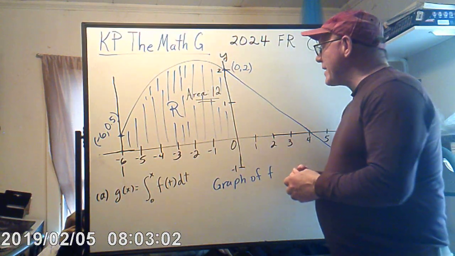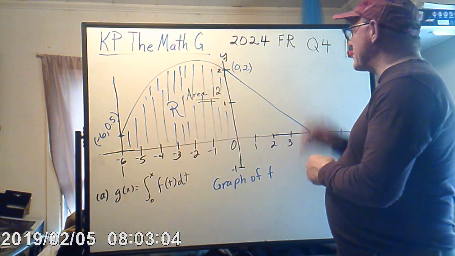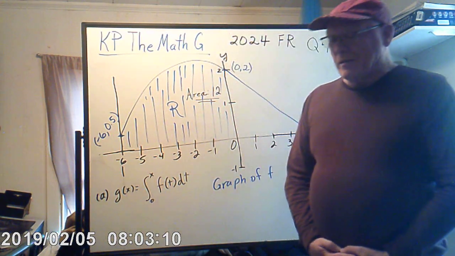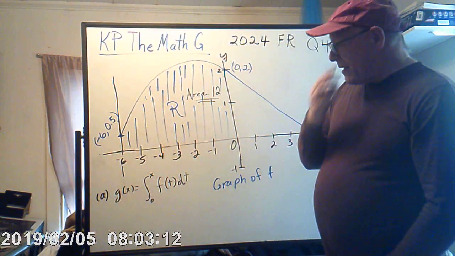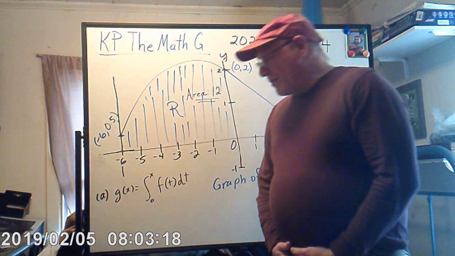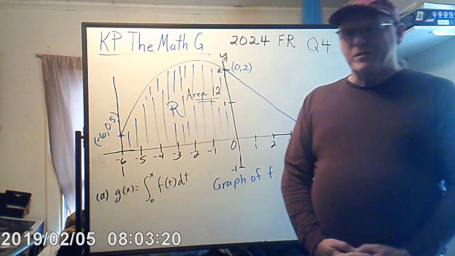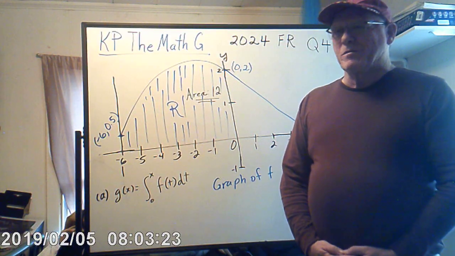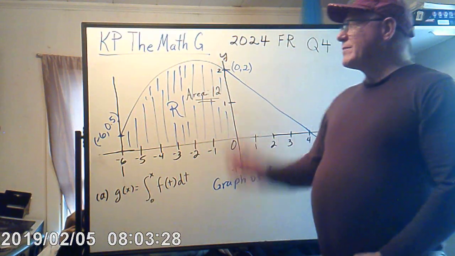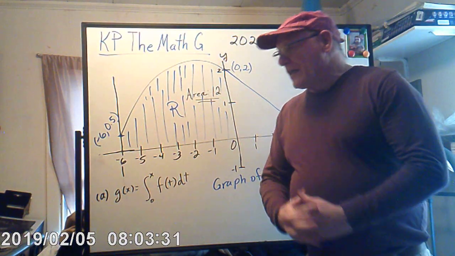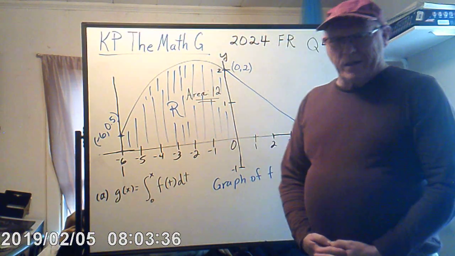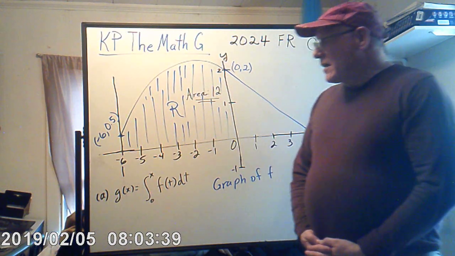Putting all this aside, we're dealing with the 2024 free response question number 4. My next one may stay on 4 depending on whether I do part C today or not, but we are going to do part A, and then we'll probably do part C next time. Then we'll get into number 6 of this 2024 free response, and then I'll look into 2025. But good questions, all of them. Let's take a look at it.